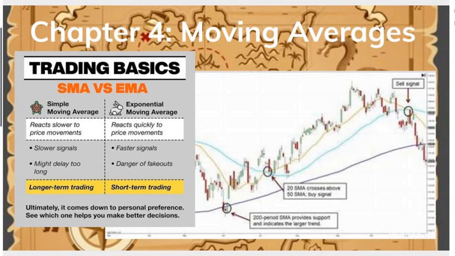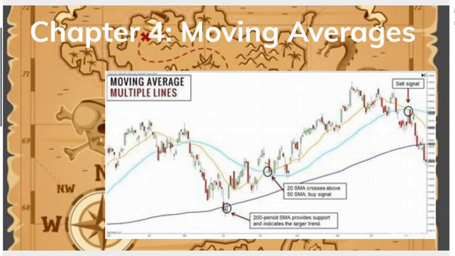2. Exponential moving average, EMA. Picture the EMA as a smarter path tracker. It gives more importance to recent footsteps. It's like focusing on fresher footprints when deciding which way to go.